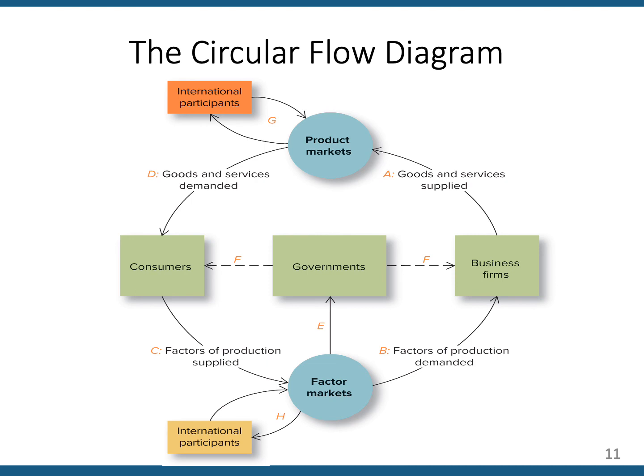Now, what about international participants? Let's look at product markets. This is not really a closed system because some goods and services that are sold in product markets in the United States are imported. They come from outside the system. And some goods and services that are produced in our economy are not sold in our product markets. They're exported and sold in product markets overseas. So that's where you see international participants, that little loop up above that interacts with product markets.